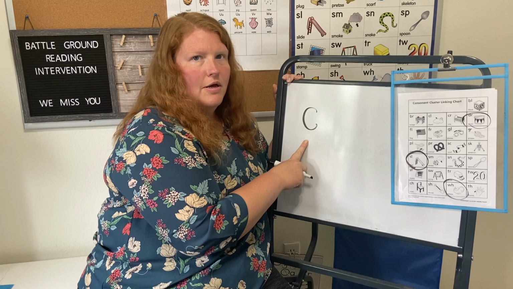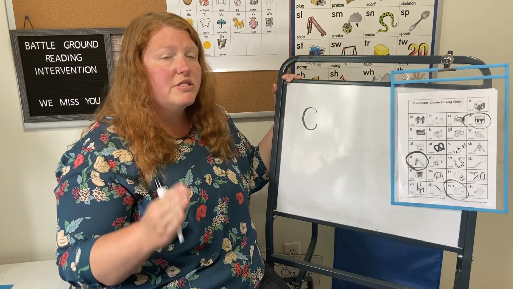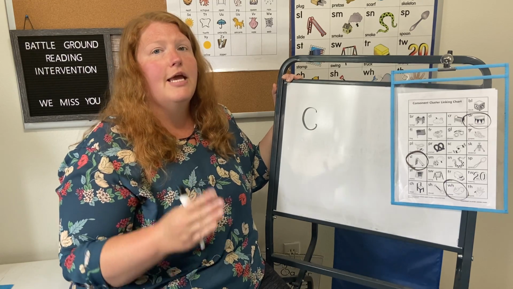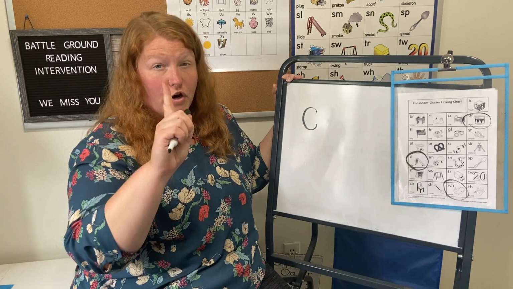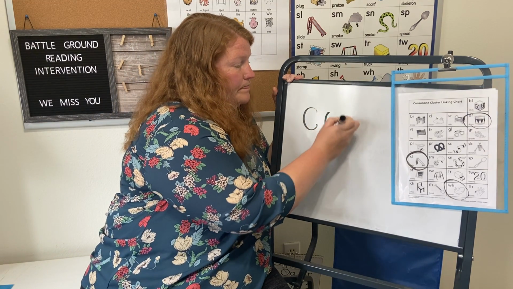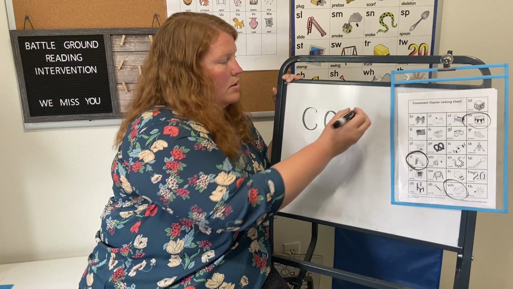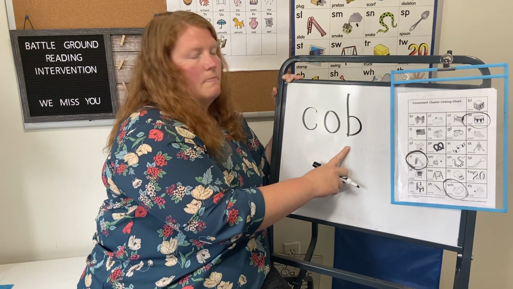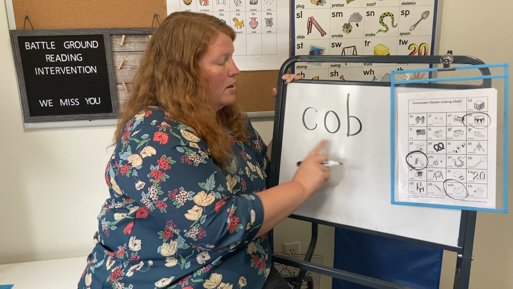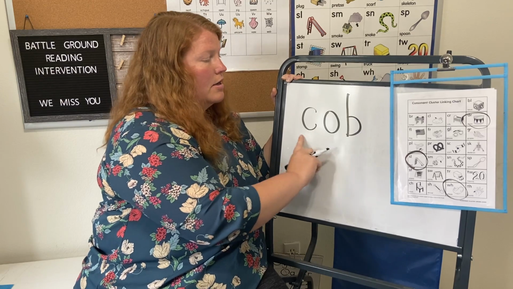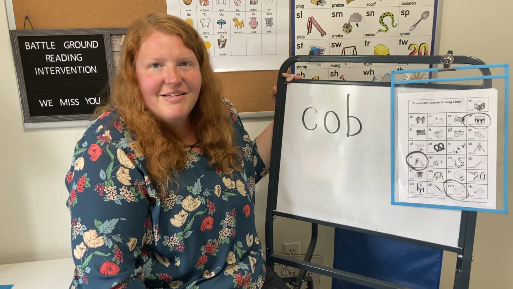Sound. K. Now remember, this letter has two sounds, but most of the time it's going to say k, like cut. So we need to try that one first. Okay? K. Ka. B. What's the word? K, ob. Cob. Cob, like corn on the cob, right?